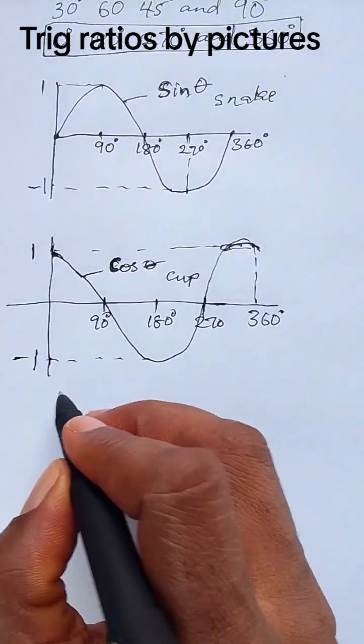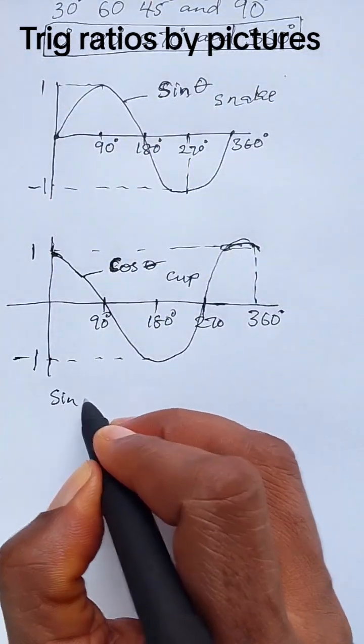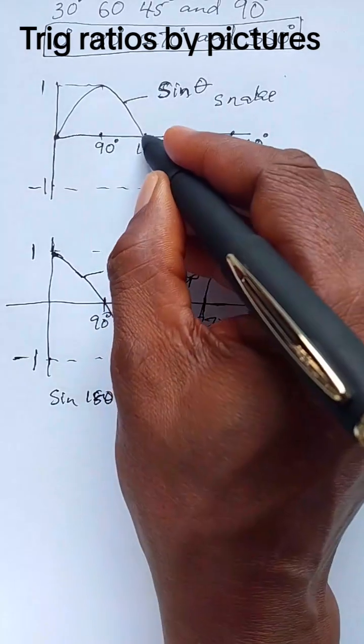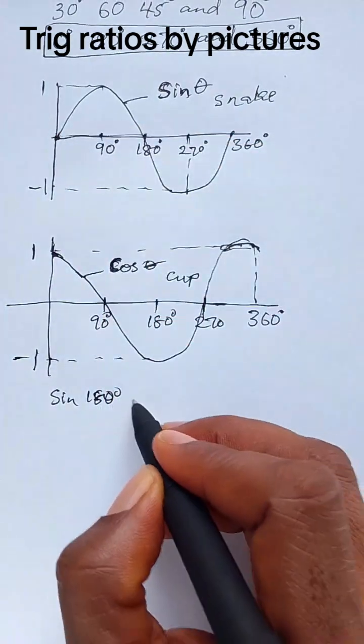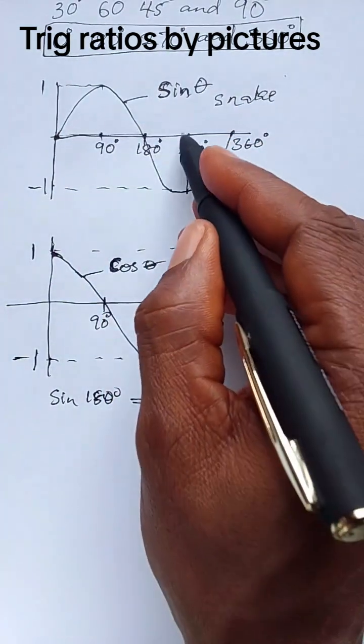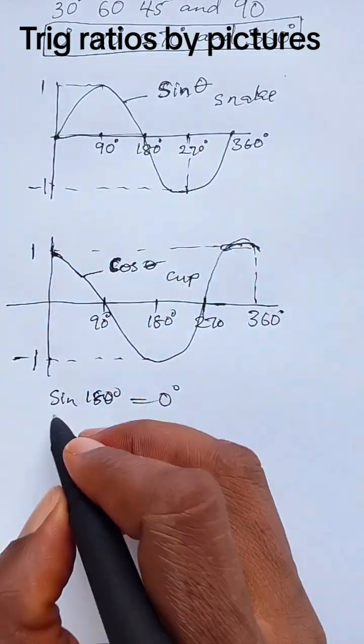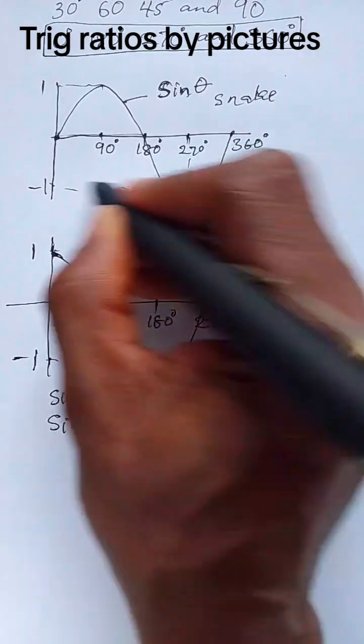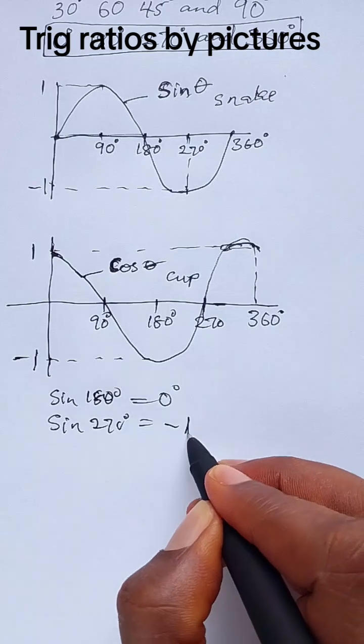For instance, what is my sine 180 degrees? Sine 180 degrees is 0. So the 0 mark is 0. Sine 270 degrees is -1.